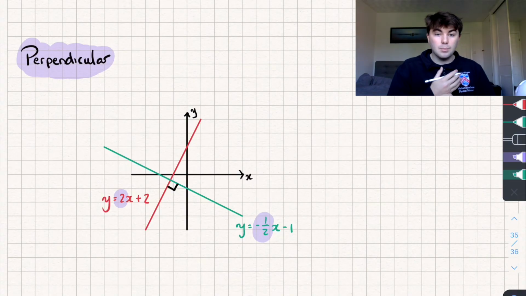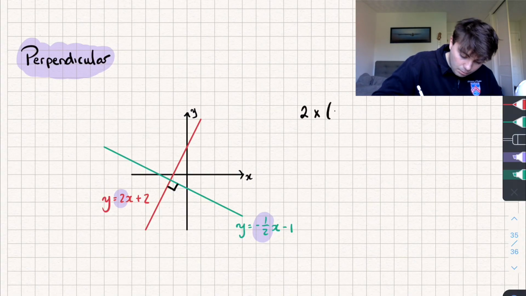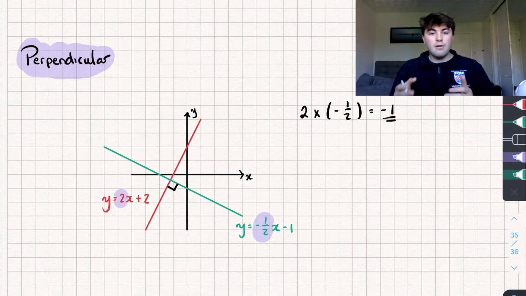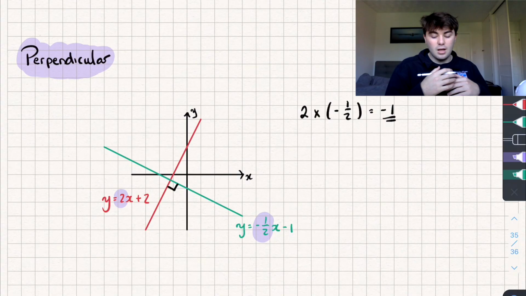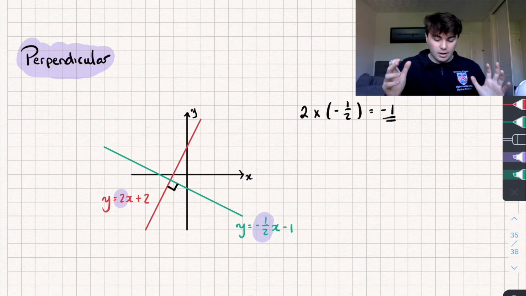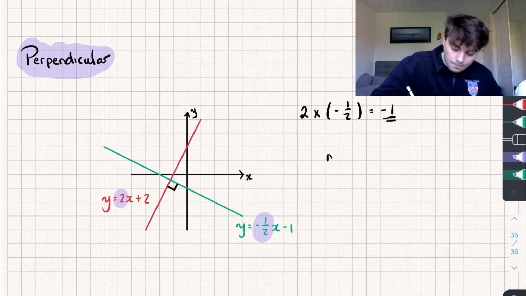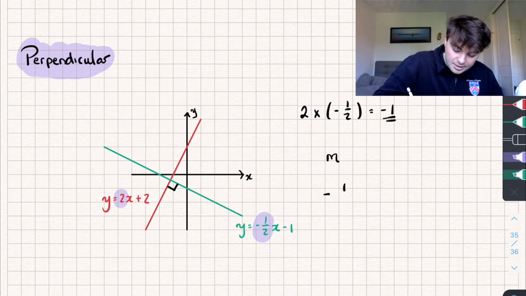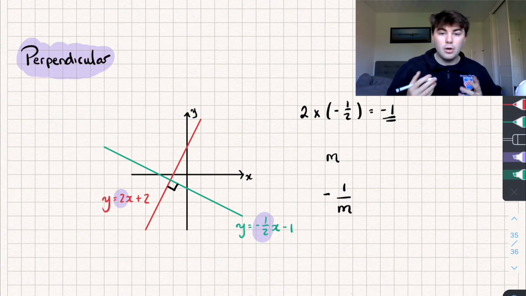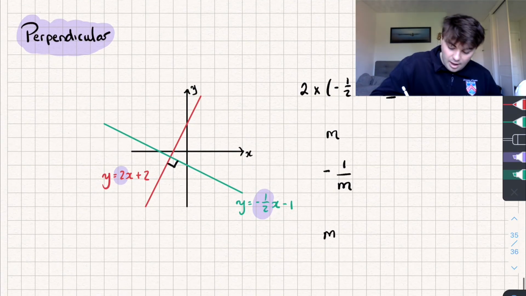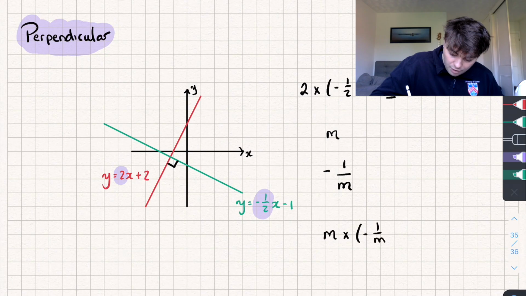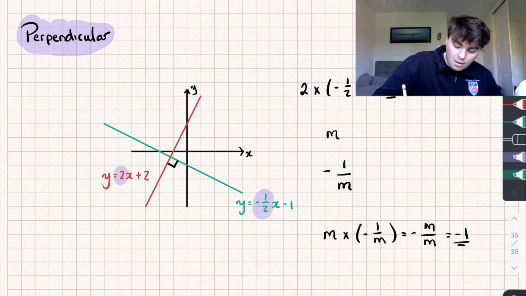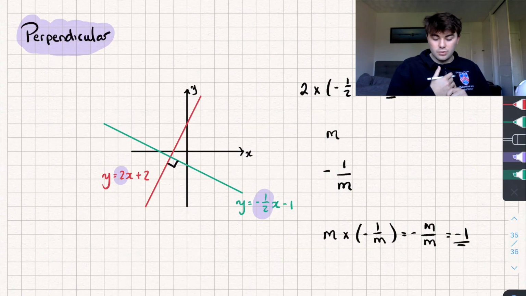Okay, and so let's multiply those two together, and we're going to get that 2 multiplied by negative 1/2 is equal to negative 1. And so therefore these lines are perpendicular. Okay, but let's sort of extend that for any gradient. Say we have a line with the gradient m. Then the line that's perpendicular to it is going to have gradient negative 1 over m, okay? Because if we multiply these two things together, so m multiplied by negative 1 over m, that's going to equal negative m over m, which equals negative 1, okay? And so we can use this when we're answering exam questions.